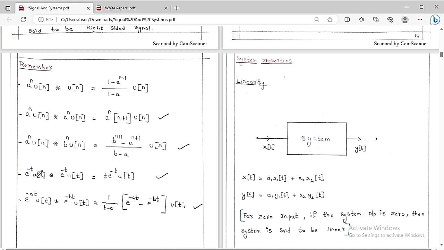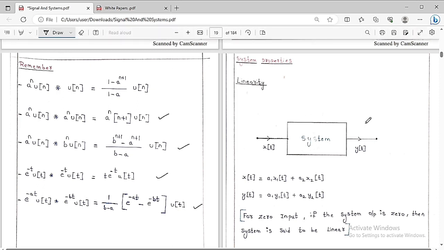And a to the power of minus t into u of t, convolution of a to the power of minus t into u of t, is equal to t into a to the power of minus t into u of t. And a to the power of minus at u of t, convolution of a to the power of minus bt u of t, is equal to 1 by (b minus a) into (a to the power of minus at minus a to the power of minus bt) into u of t. So if you remember these four things, everything is simple. So these things always you have to keep in mind.